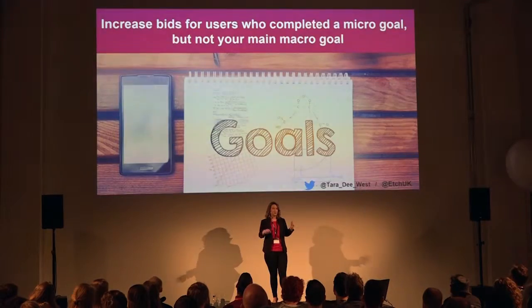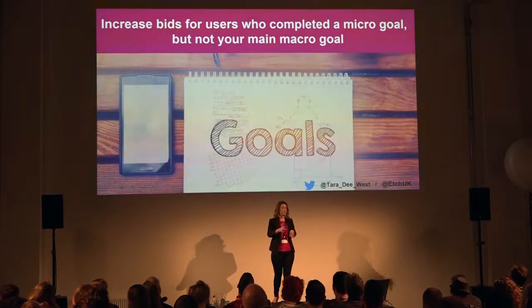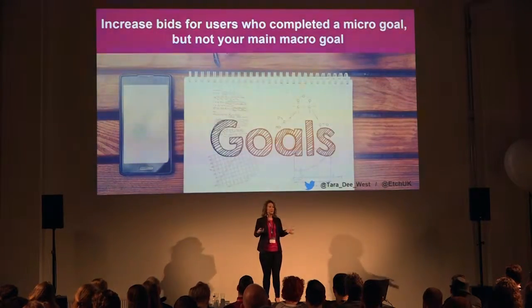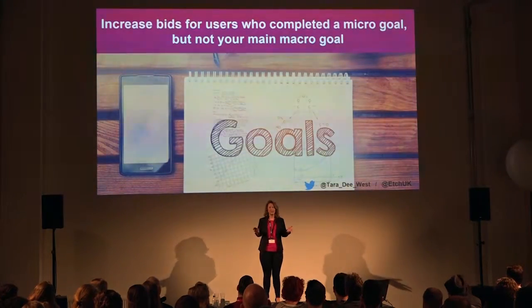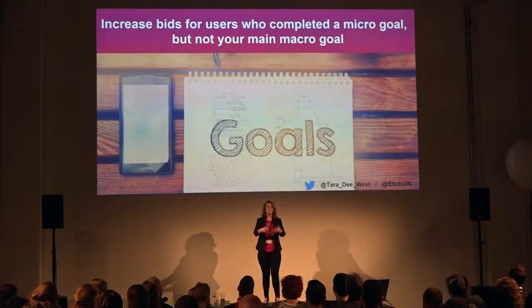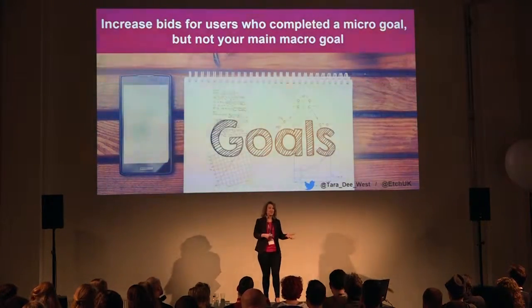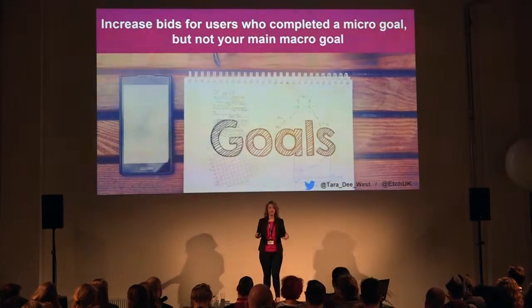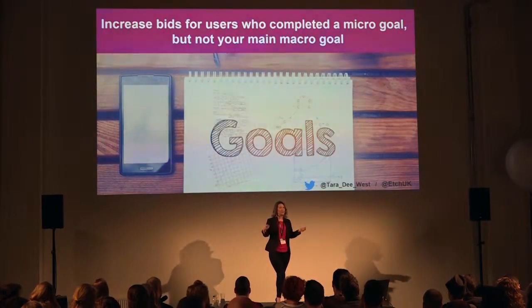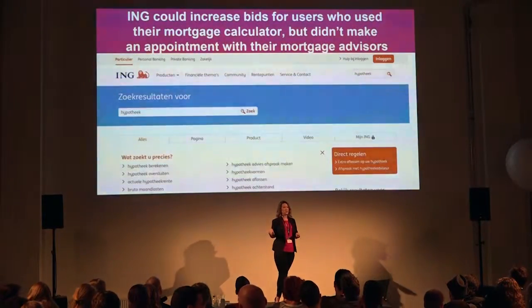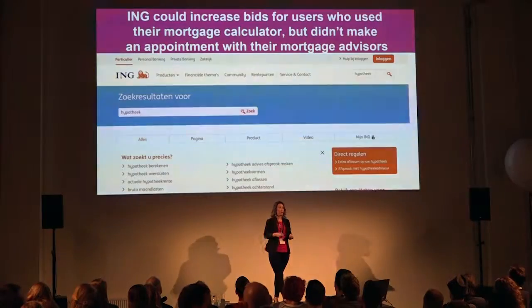Another option is to increase your bids if the person searching has completed a micro goal rather than a macro goal. So who's familiar with micro and macro goals? Okay, cool. So essentially, for anyone who's not, your micro goal is less important. It's not going to make you loads of money, but it's still an indication that your traffic is of good quality. And your macro goal is your main, really important thing. So in this example, ING might increase their bids for people who have used their mortgage calculator on their website.